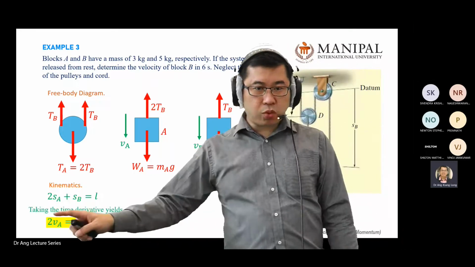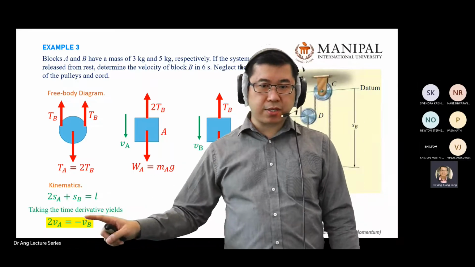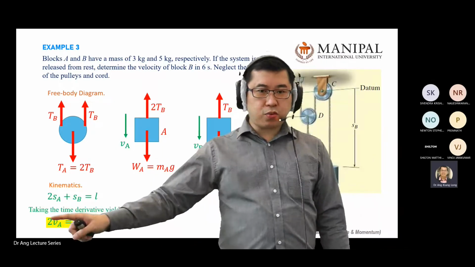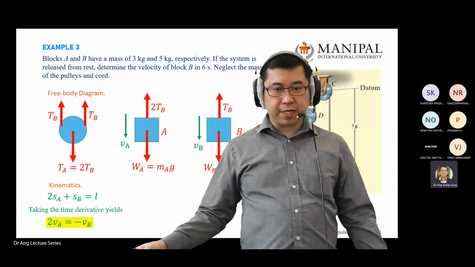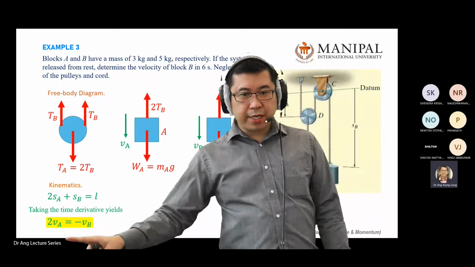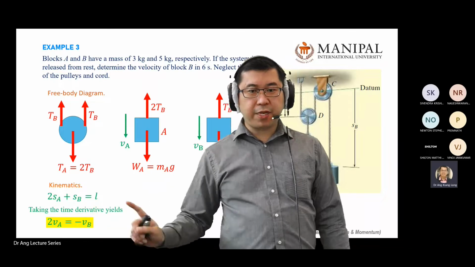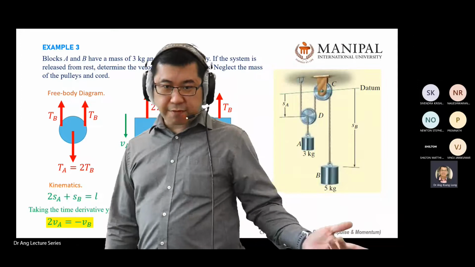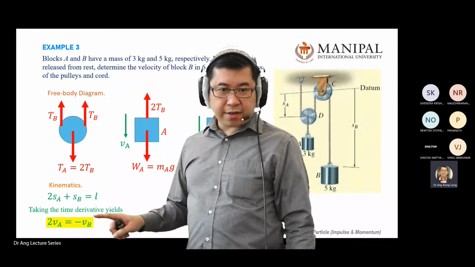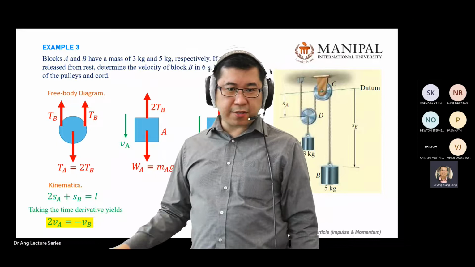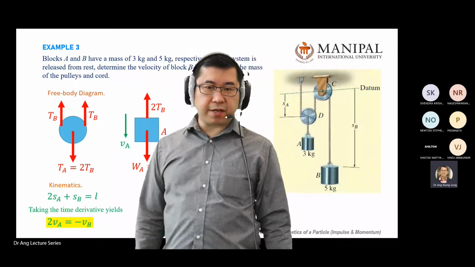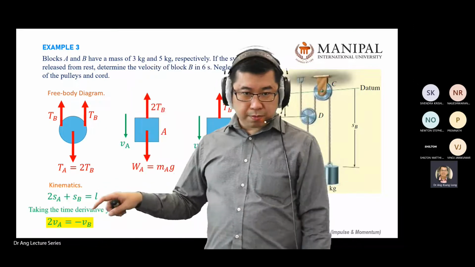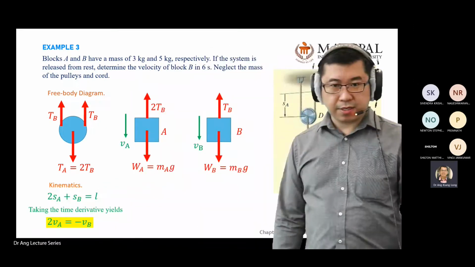So you have 2VA equal to minus VB, or minus 2VA equal to positive VB. Doesn't matter. From this equation, you know VA, VB are in opposite directions, which is correct, which is logical. In this highlighted VA and VB, you see a positive and negative sign. It means A and B move in different directions, which is correct. So this is correct. Then you move forward.